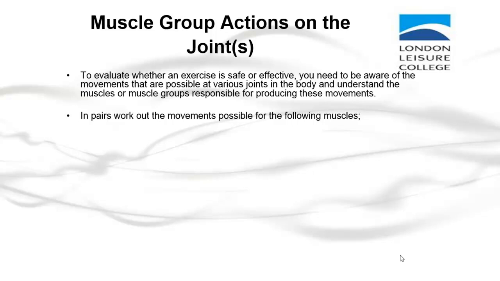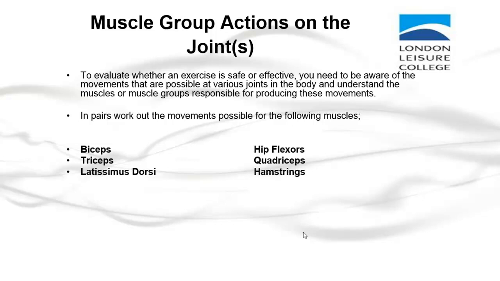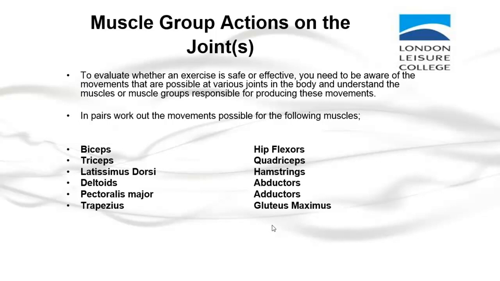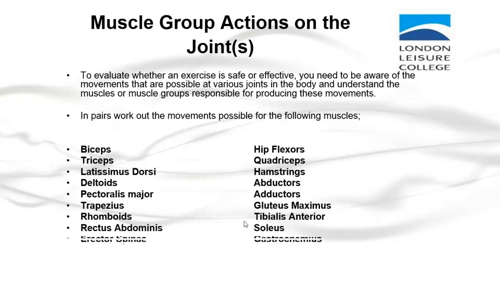What we're doing is putting this together to find out what muscles cause what joint actions. The muscles that I would like you to look at are the biceps, the hip flexors, triceps and quadriceps, latissimus dorsi and hamstrings, deltoids and abductors, pectoralis major and adductors, trapezius, gluteus maximus, rhomboids and tibialis anterior, rectus abdominis and soleus, erector spinae, gastrocnemius, external and internal obliques.